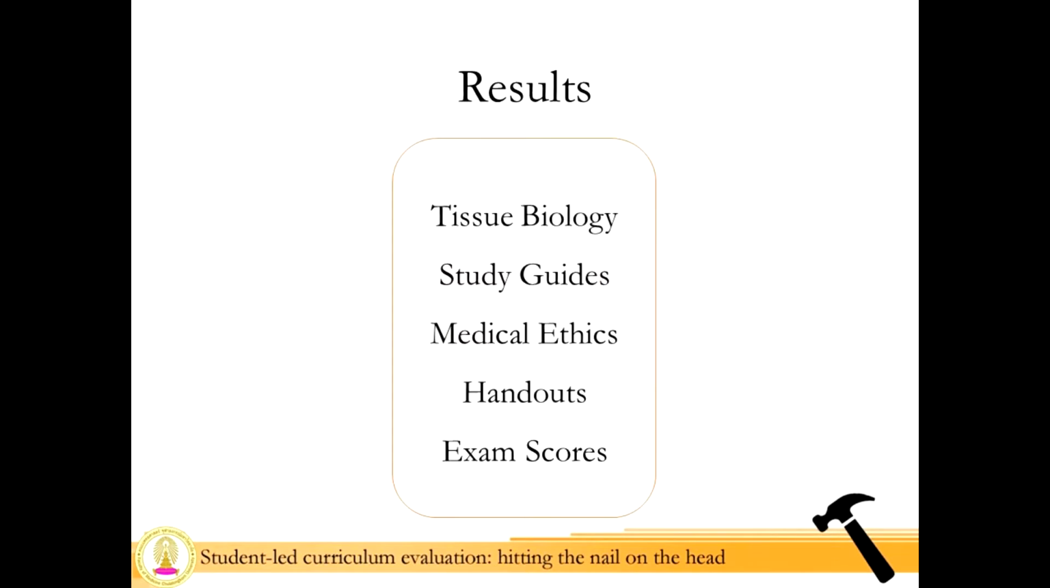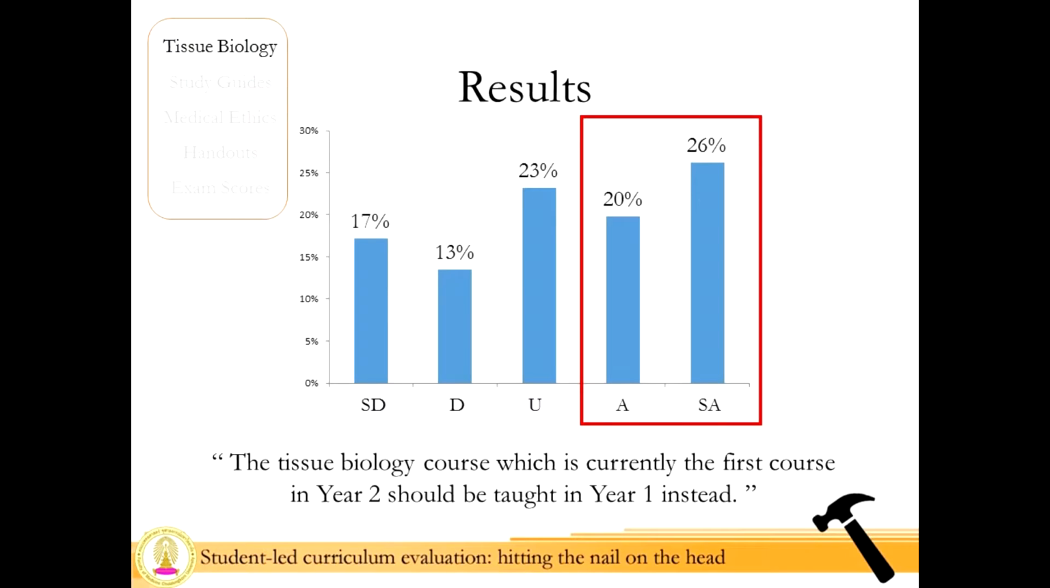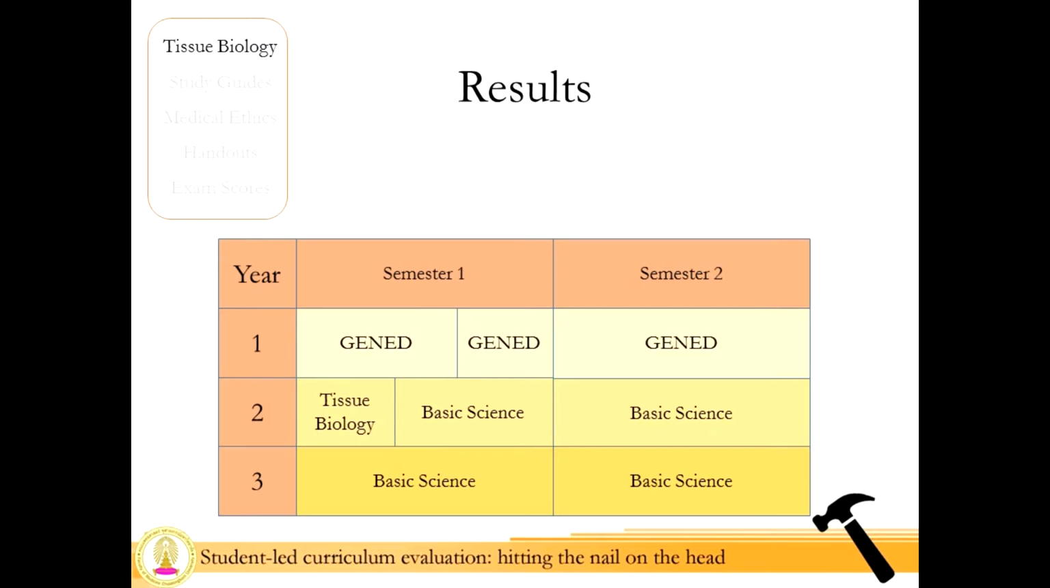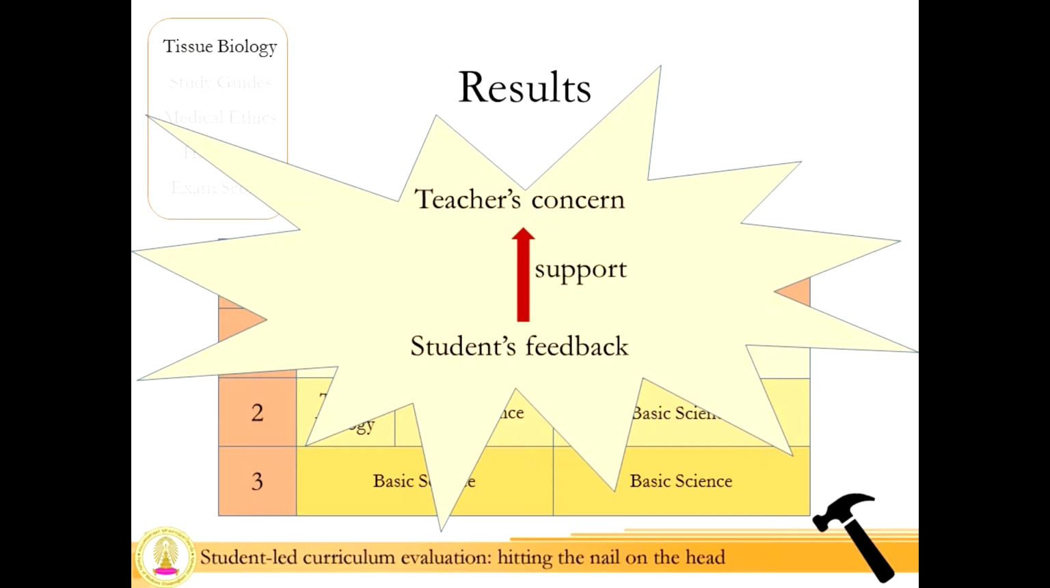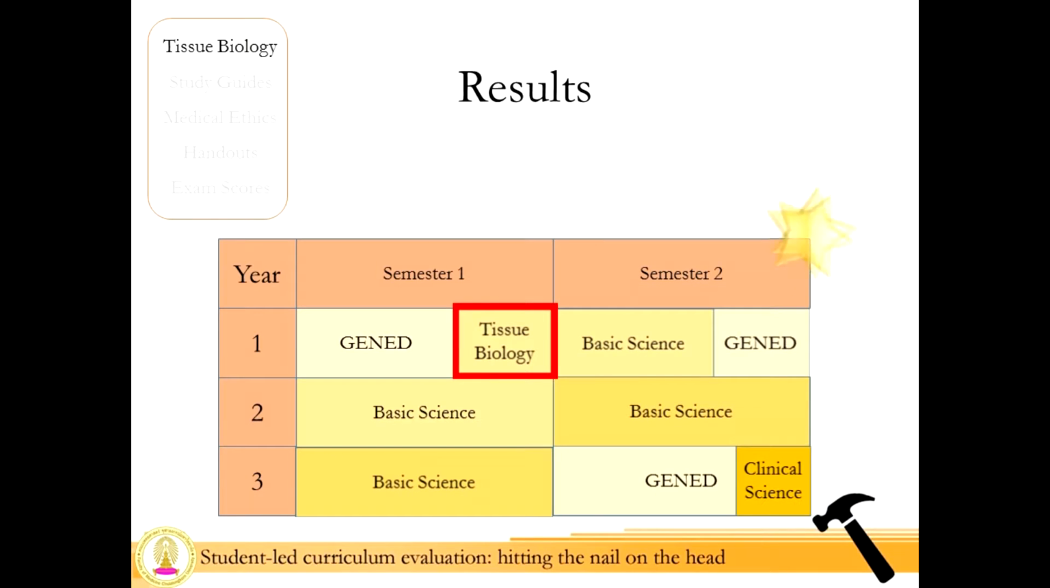Of the 62 items, we select only 5 items to discuss in this presentation. The first example is that 46% of the respondents suggested that the fundamental tissue biology course, which is currently the first course in the second year, should be taught in the first year instead. The reason for this recommendation is that the curriculum in the second year is much more crowded than the first year. This issue is an example of student suggestions which teachers have been concerned about for quite a while. Once the teachers have the evidence that the students share the same concern, it results in the move of courses from the second year to the first year in the next curriculum development.